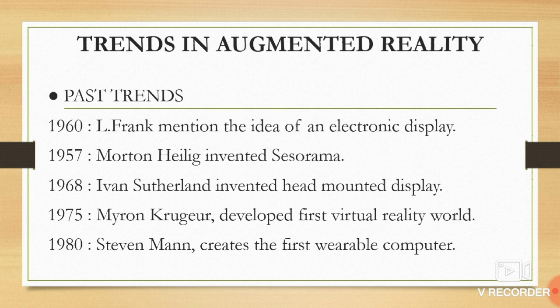1957. Morton Heilig invented Sensorama. Heilig had created the Sensorama out of desire to build the cinema of the future, but the 3D cinema required 3D films, which were not easy to come by in the late 1950s.